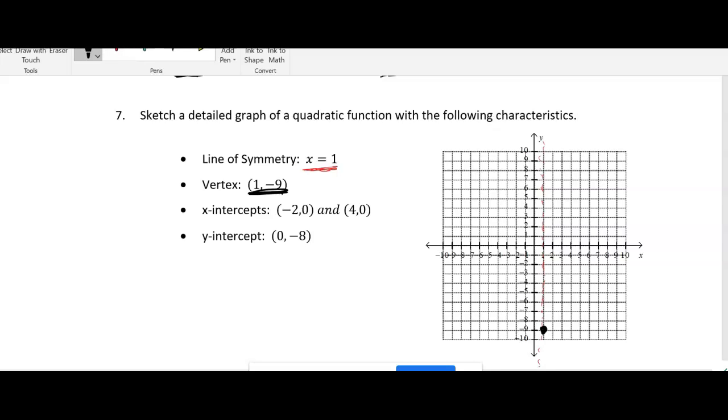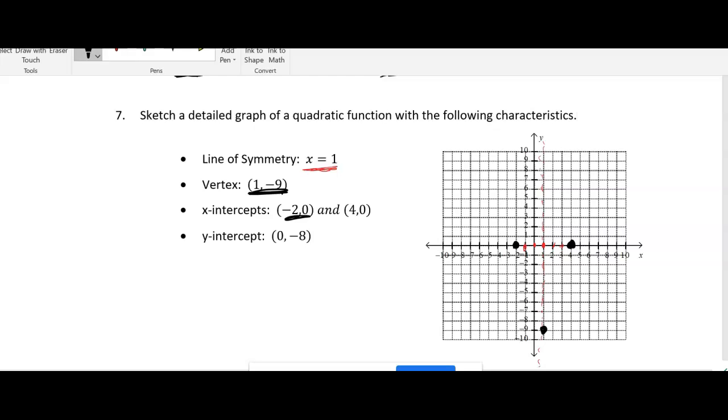You were then told you have x-intercepts of -2, 0, so our graph has to go through this point here, and then it has to go through this point here. Notice how that also plays out. This one is 1, 2, 3 units away from your axis of symmetry. The other one is 1, 2, 3 units away. It's the whole idea of the axis of symmetry. It's the middle of the parabola.